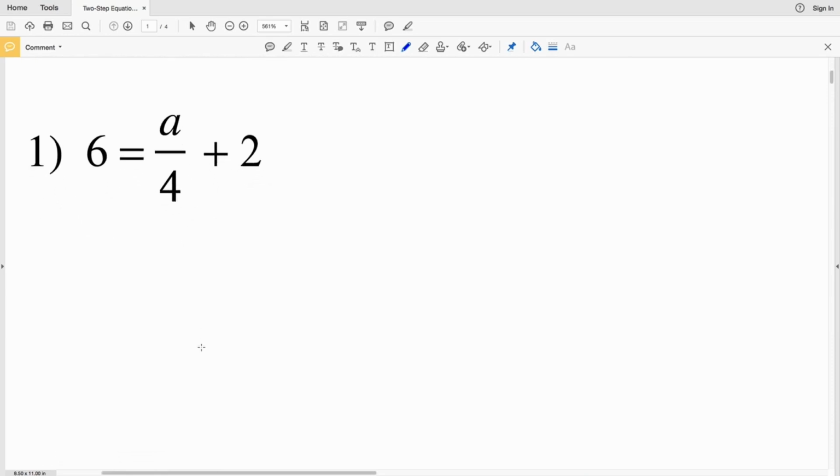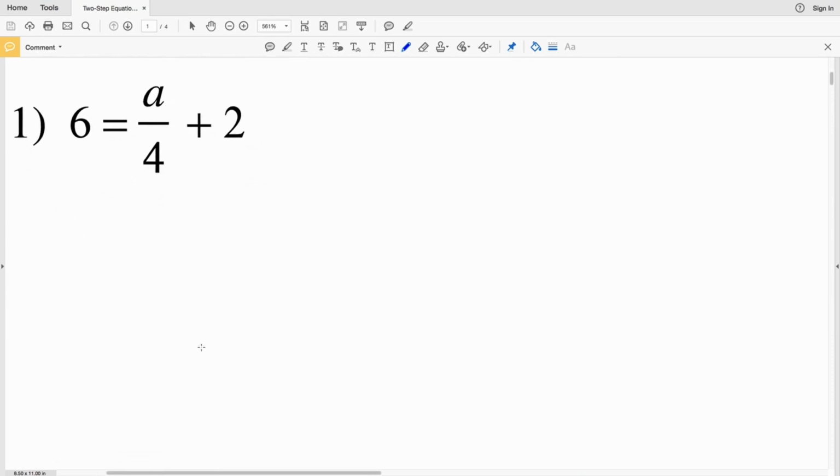Solving the equation, again, like in the previous video solving one-step equations, we need to isolate this variable a, so that we know what it's equal to. By isolating it, we will have a equals some quantity, or some quantity is equal to a. Now, when solving two-step equations, it's important to remember the order of operations. PEMDAS: parentheses first, then exponents, then multiplication and division, and then addition and subtraction.